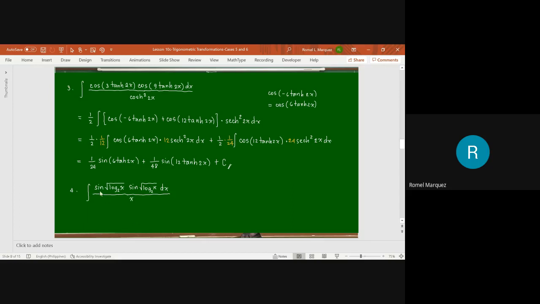So this is a combination of sine. By the way, I think I missed something. The square root of log of x to the base 2. Okay, guys? Let's check if this will work.